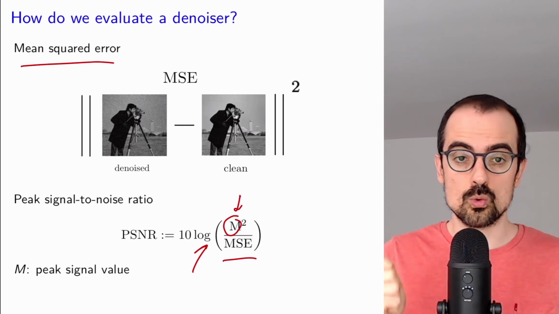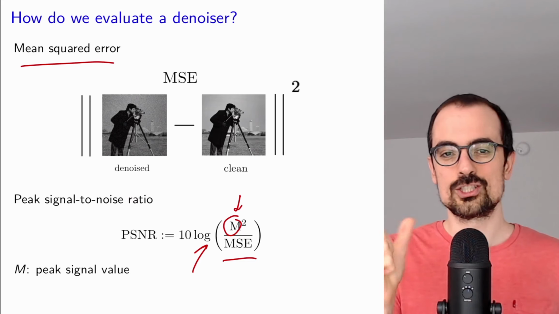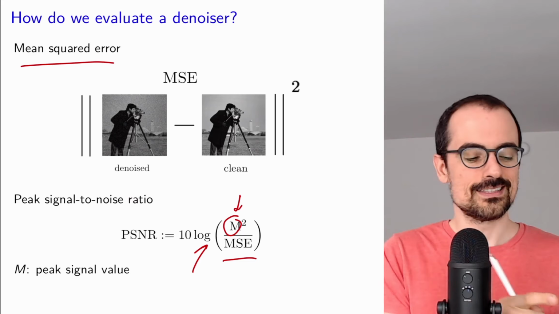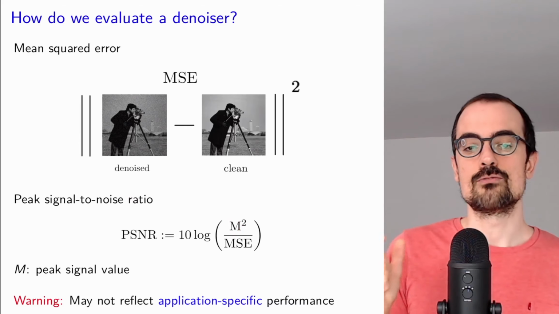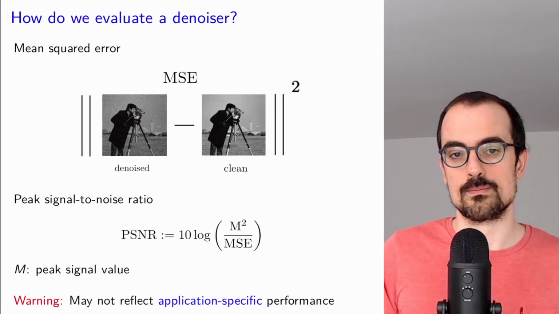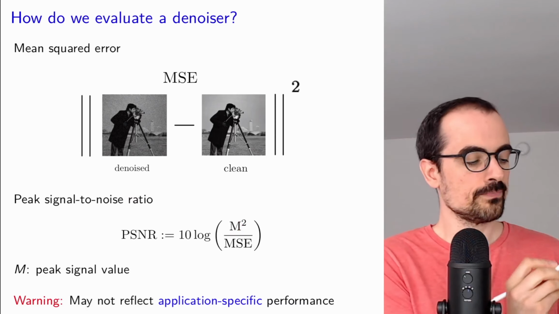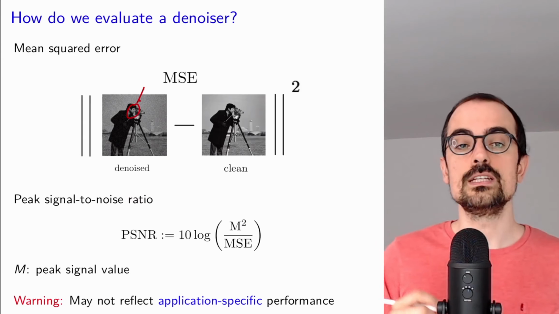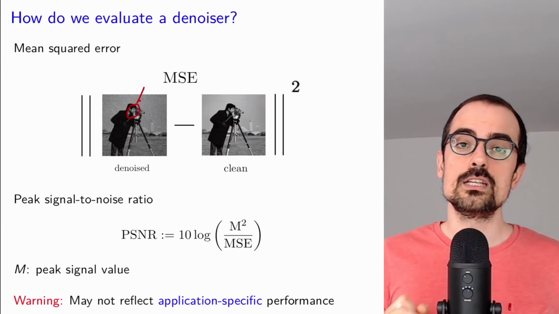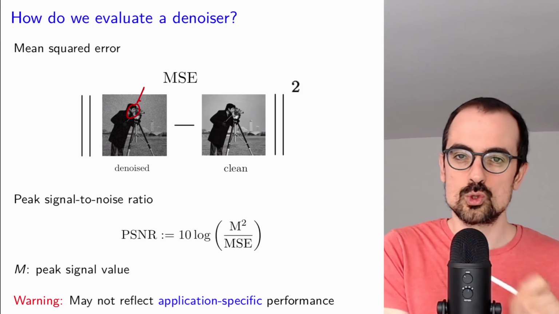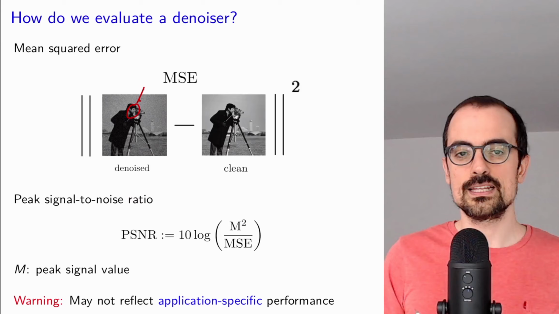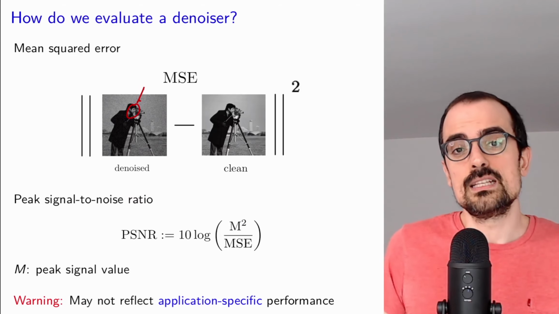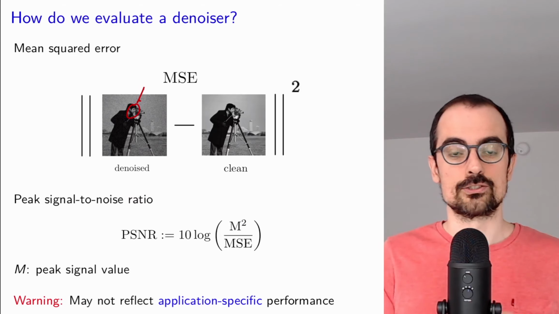It's important to warn that this squared error does not necessarily reflect application-specific performance. Imagine that you want to do denoising to do face detection here, and you really care about whether the face features are well recovered by the denoiser. That's not necessarily super well reflected in the MSE, but nevertheless, the MSE is a very important general purpose metric.